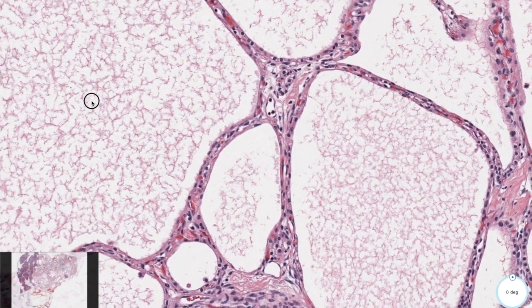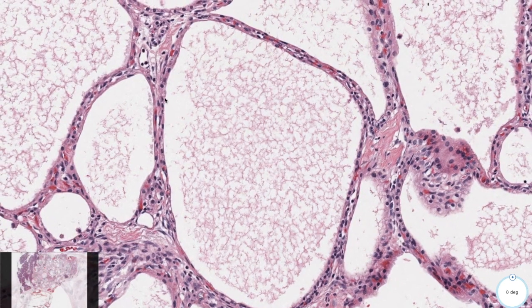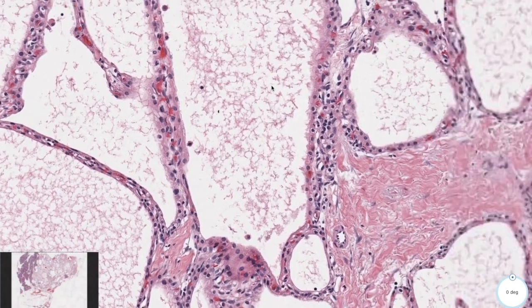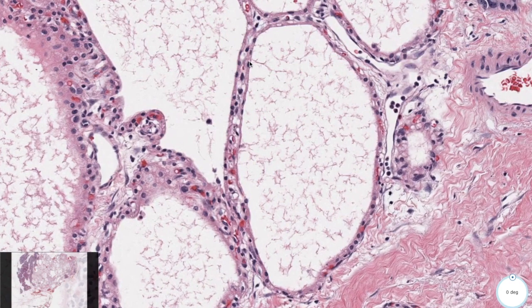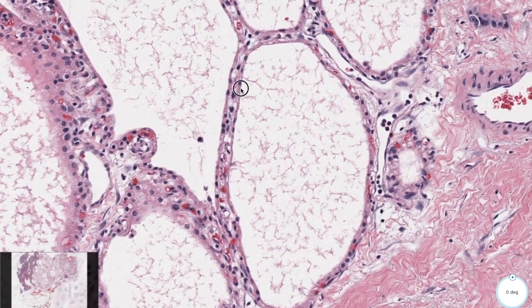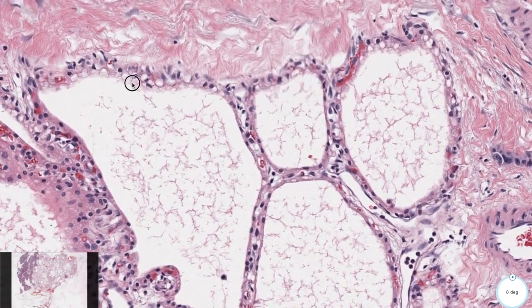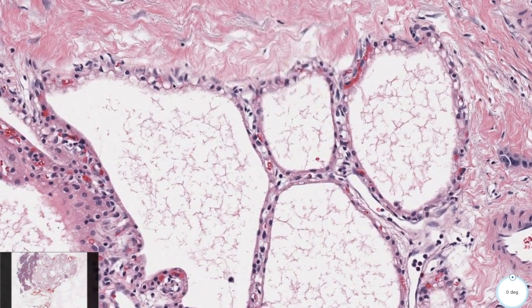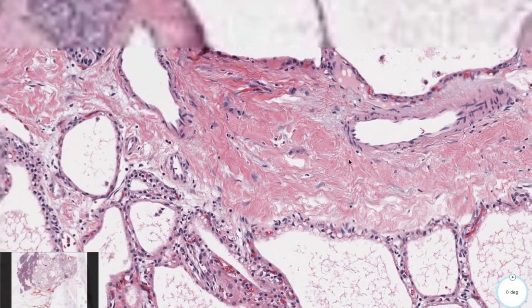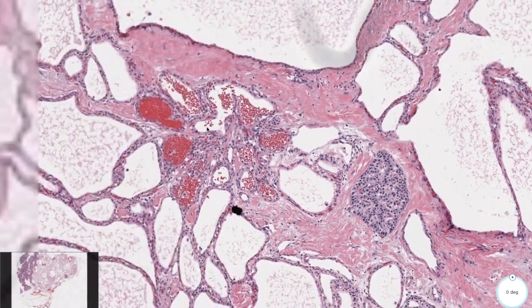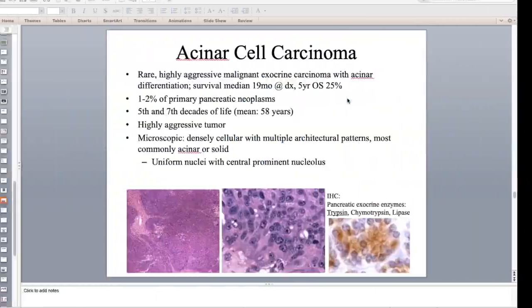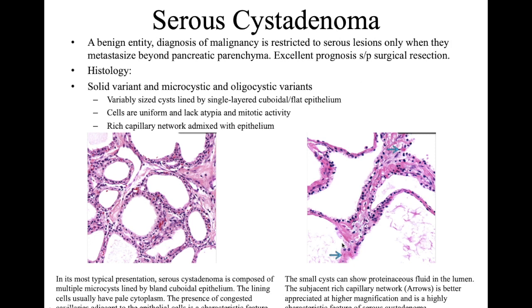Cysts with proteinaceous secretions, lined by these very unremarkable, small cells lining these cysts. Nuclei are very benign looking. There's no atypia. They're very eosinophilic, have some clear nuclear clearing, and we have all this collagenous stroma. We have all this vasculature right around the cystic area. So this is a textbook presentation for serous cystadenoma.